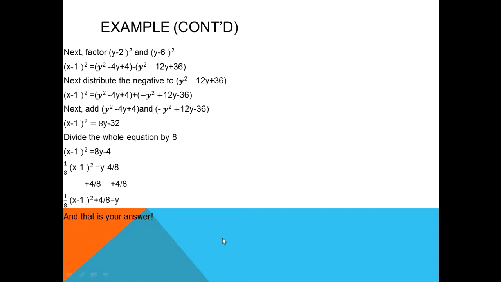Then you want to divide the whole equation by 8, yes, the whole equation, and you'll end up with 1/8 (x minus 1) squared equals y minus 4/8. Then we want to add 4/8 to both sides to cancel out the minus 4/8 next to the y, so the y is all by itself, and we'll end up with y equals 1/8 (x minus 1) squared plus 4/8, and that is your answer. On to the next part.